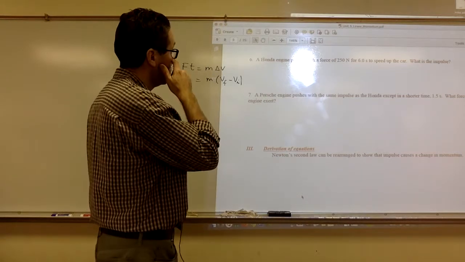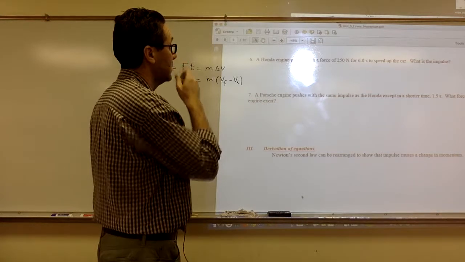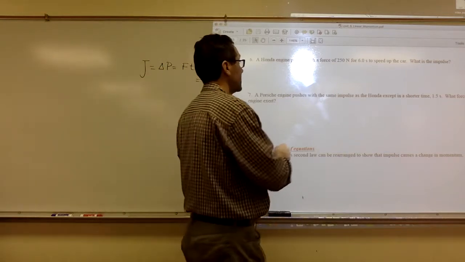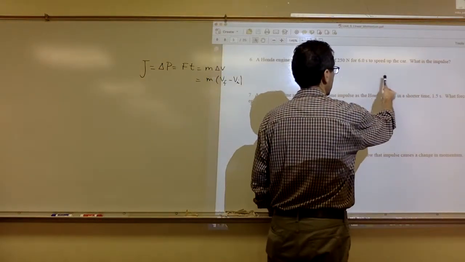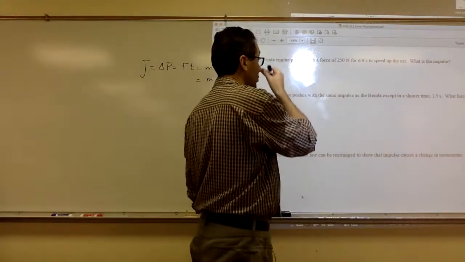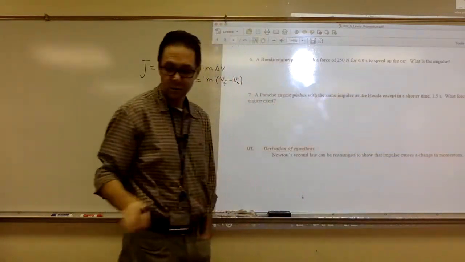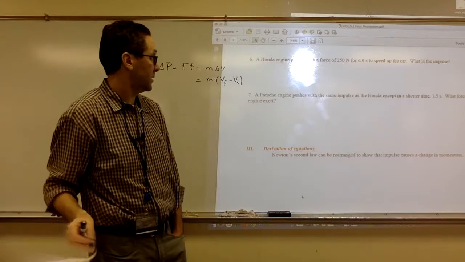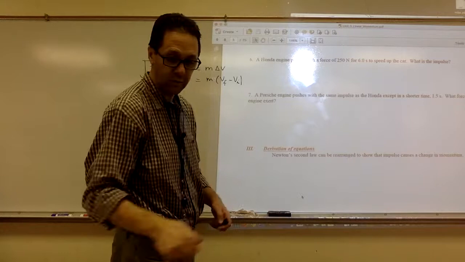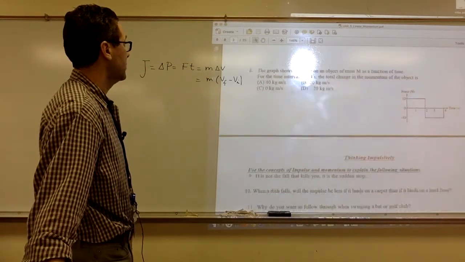A Porsche engine pushes with the same impulse as the Honda, except in a shorter time. 1.5 seconds. What force must the engine exert? So if the impulse is the same, we can just do proportions here, right? 1.5 seconds is only 25% of 6 seconds, so it's a quarter. Which means the force has to be 4 times as much. So instead of 250 for the Honda, the Porsche should exert 1,000 newtons. Okay, or you can just use the formula. The derivation of the equation was done in the last video.